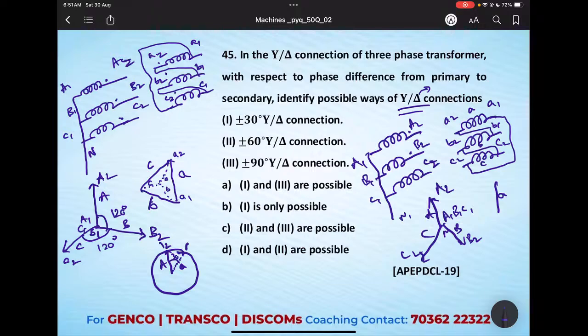This will be secondary phasor A. I already told that the tip of the phasor will be A2, and this is going to connect to B2. This is going to connect to C2. If you write down the star connection from the given A, this one, what will you get? Let's write it down clearly.